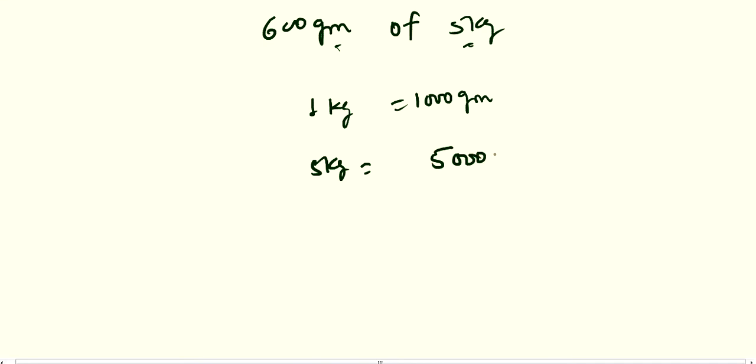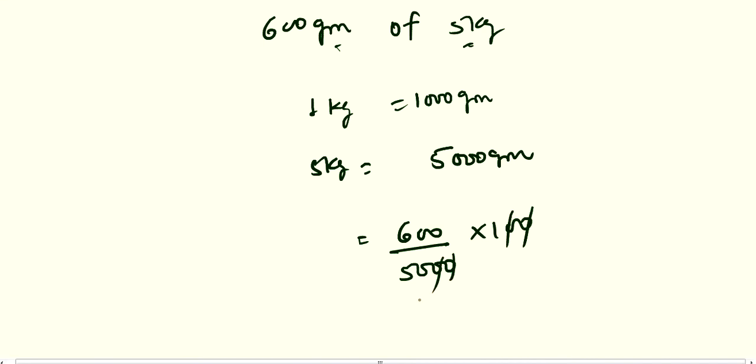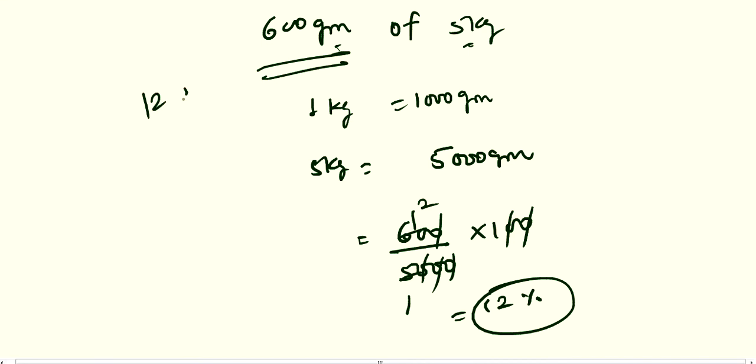600 gram of 5 kg. The first thing is that gram and kg are both different. As you know, 1 kg equals 1000 grams. So 5 kg equals what? 5000 grams. Now 600 gram. First we will write 600 gram divided by 5000 gram into 100. So 0 and 0, 0 and 0 get cancelled. Then this 0 and this 0. Now 5 1 ja, 5 12 ja. So the answer is 12%. Means 600 gram is 12% of 5 kg. Question number 3 you can solve.